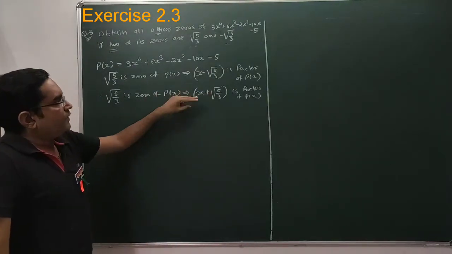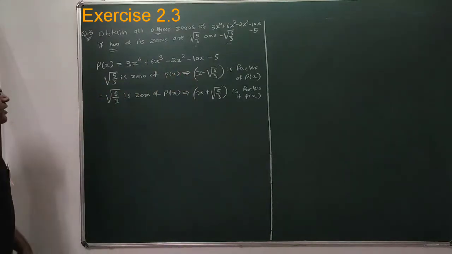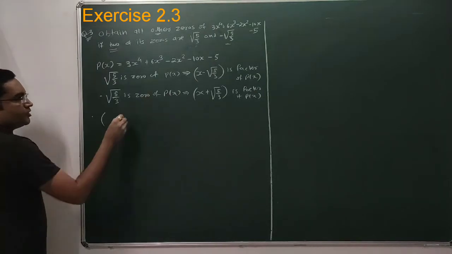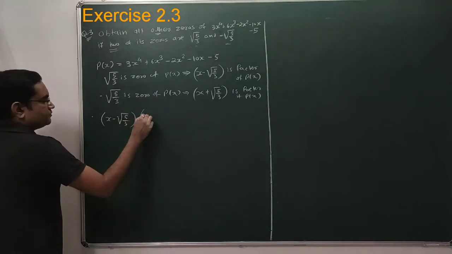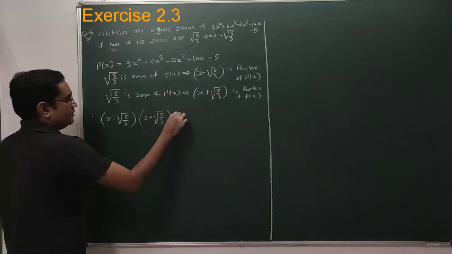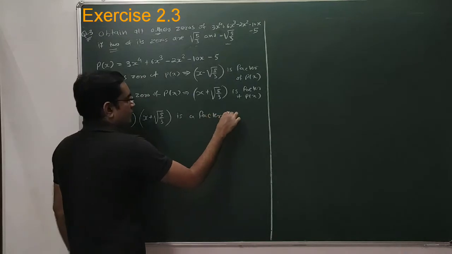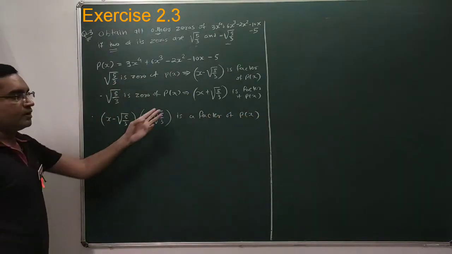If two numbers are factors of the same polynomial, their product is also a factor of the same polynomial, and therefore we can write the next step: the product of these two factors, x minus square root of 5 by 3 and x plus square root of 5 by 3, is a factor of polynomial p of x.